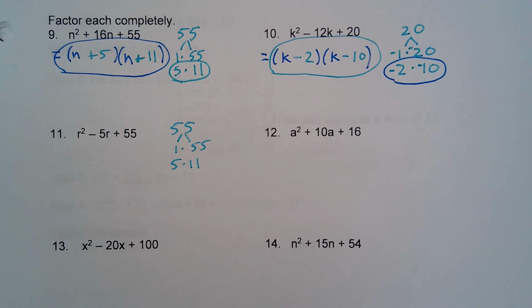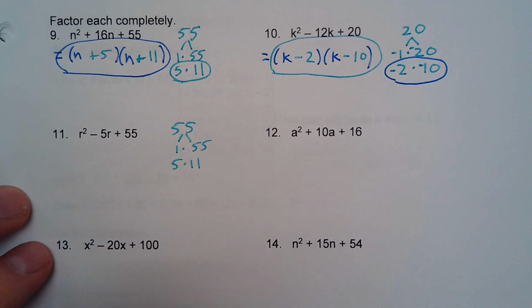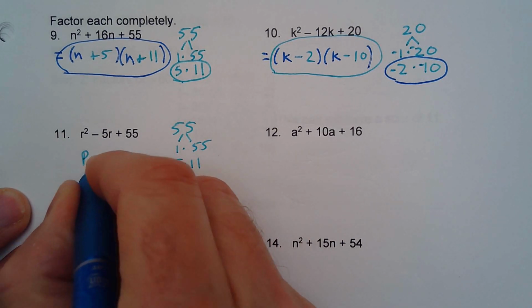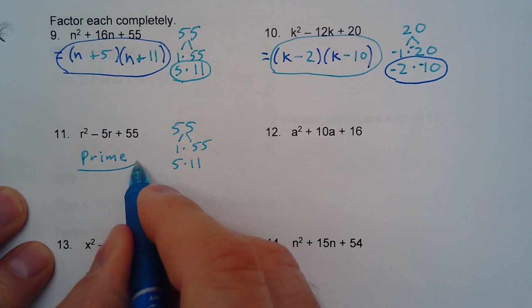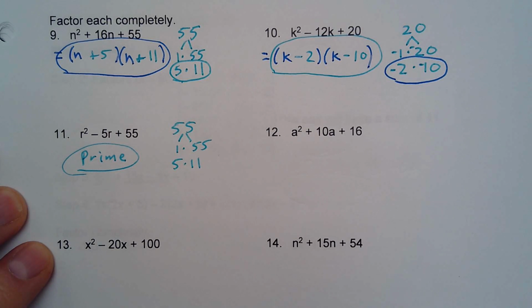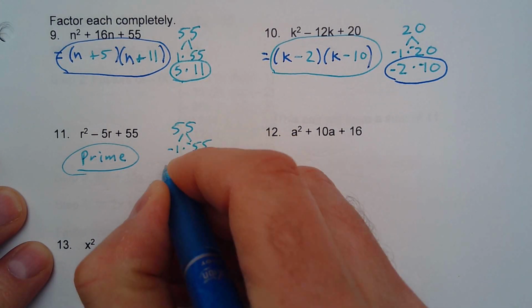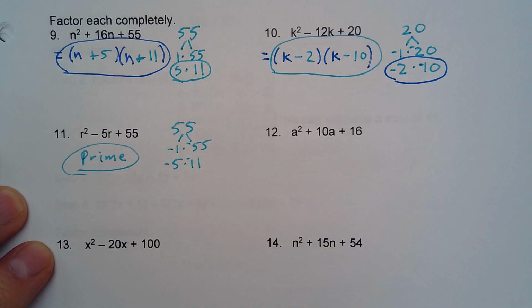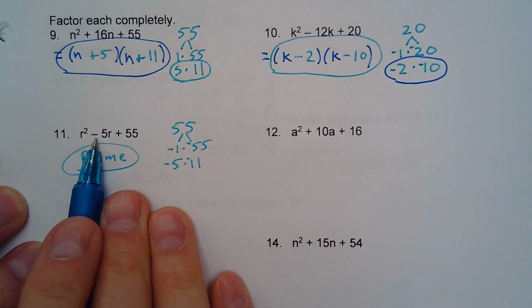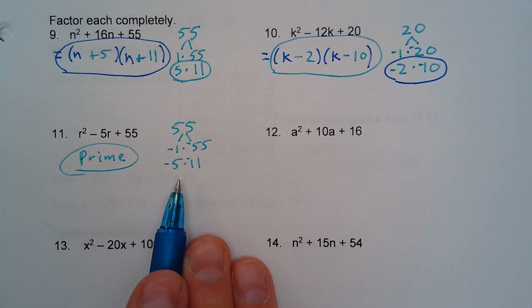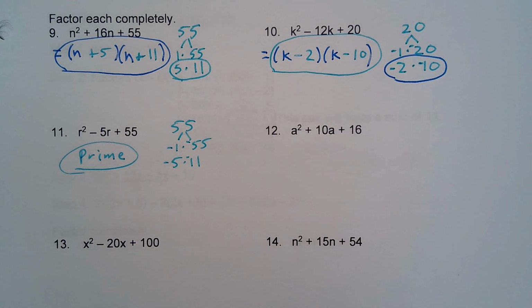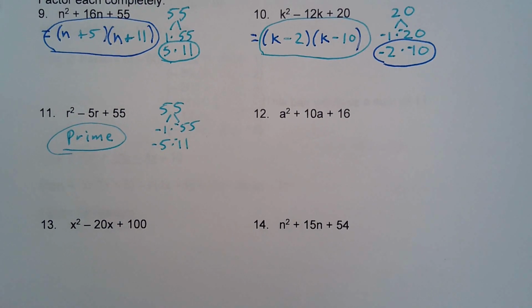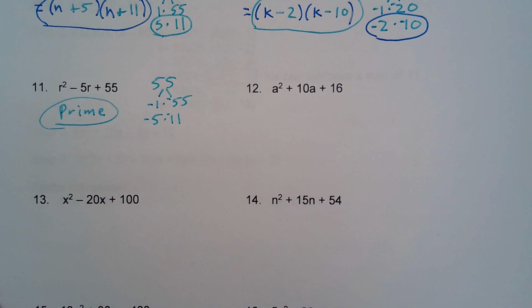So remember, when this does not factor, we say that it's prime. Even if I go here and make both of them negative, since you might think we need to make them negative since that middle term is negative, I still can't get that to add up to negative 5. I get negative 16 and negative 56. That doesn't work. So go ahead and pause the video again and try 12 and 13 on your own.